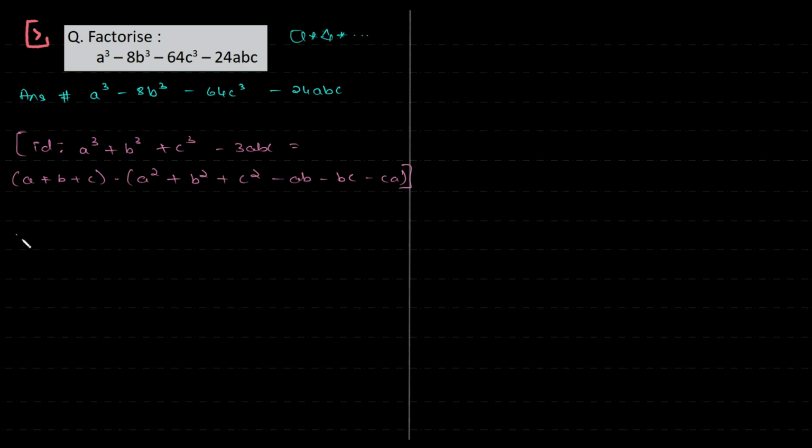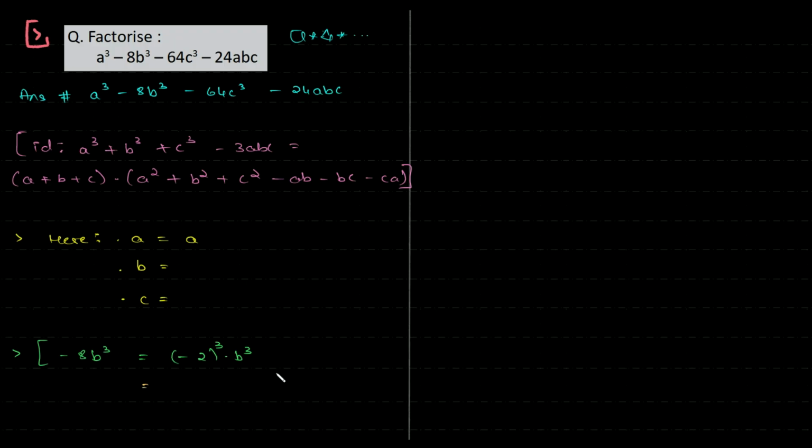So for that we have to figure out each term. a cube is a cube clearly, so a is a. b is not clearly that. So we need to figure out what b and c are. Let me do the working here. We have minus 8b cube, which can be written as minus 2 the whole cube into b cube, correct? It's very simple.